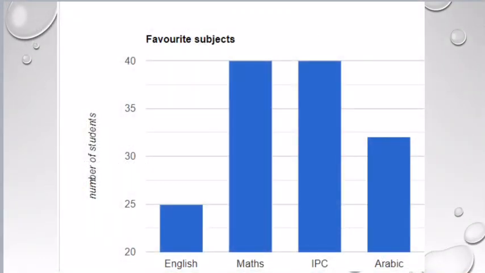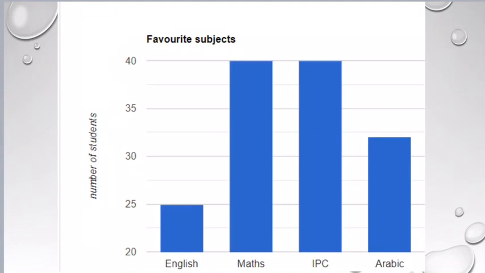For this example, if you said bar graph, that would be correct. A bar graph would be best for this one. The reason is that English, Maths, IPC, and Arabic are completely different things, okay? There's not a connection between those four subjects. They're just four individual subjects. So the bar graph in this example is good for showing how many students like these different subjects the most.